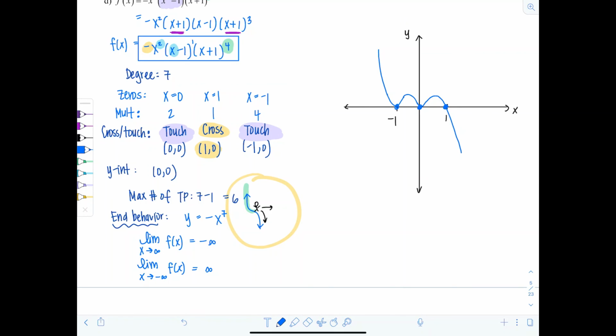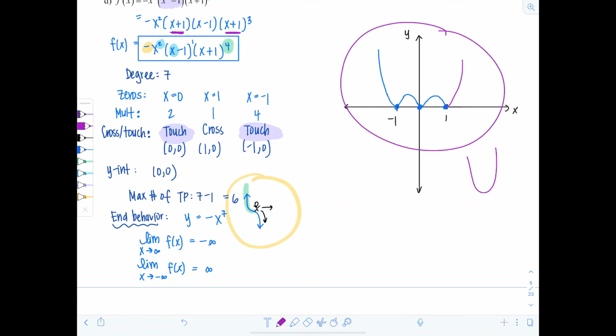Now, what if you messed up? What if instead of crossing, you thought it was a touch? This is wrong. Okay? This is the problem. Because look what's happening. This would resemble an even function, an even power function. It would have to be like x to the 8th, or x to the 6th or something. So you would know something went wrong because it's supposed to resemble x to the 7th or x cubed. So if you get any of those touches or crosses wrong, you should be able to catch it.